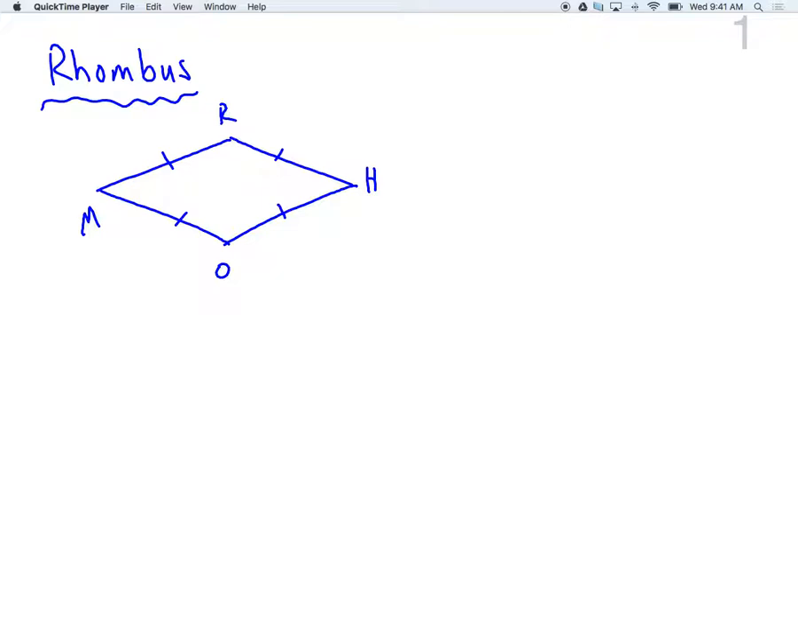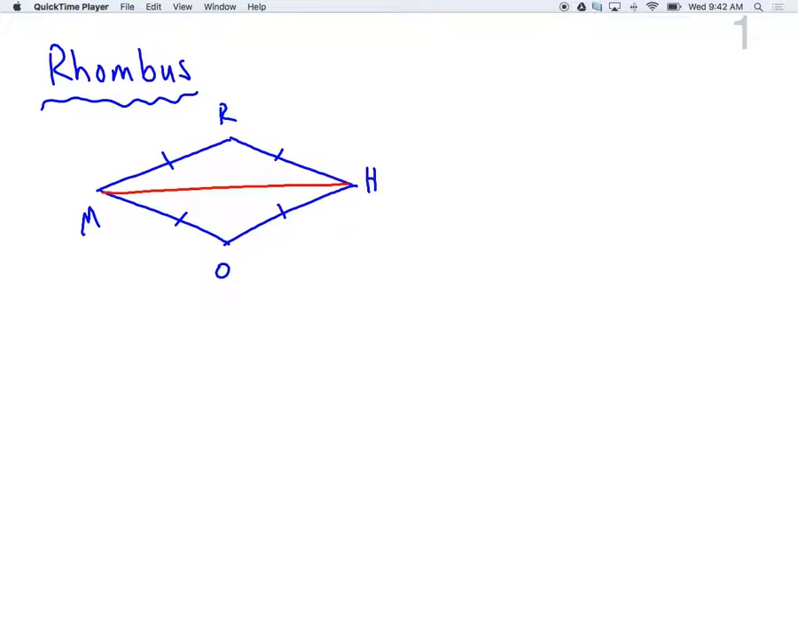Matt, you started. You want to go up and down? Since Tommy helped me, I want to go side to side. It doesn't matter. So what kind of triangle is MRH and MOH? Isosceles. Isosceles, good. What else do you know about those two triangles? They're congruent. Why?